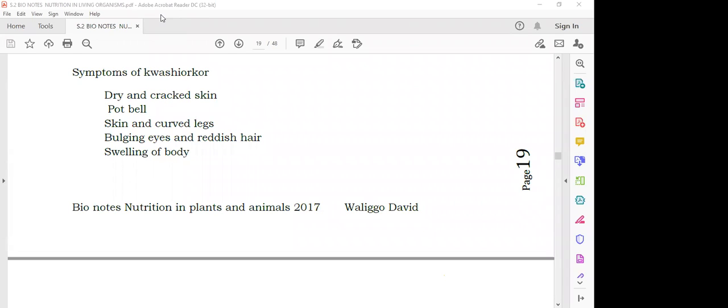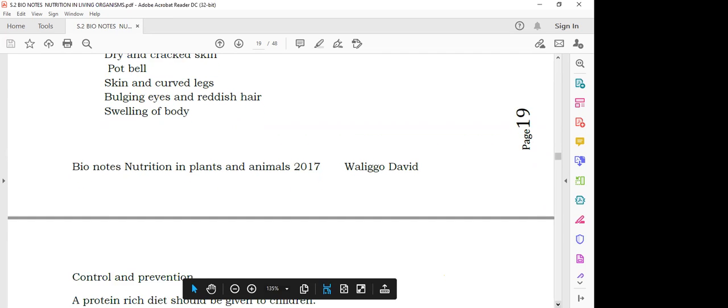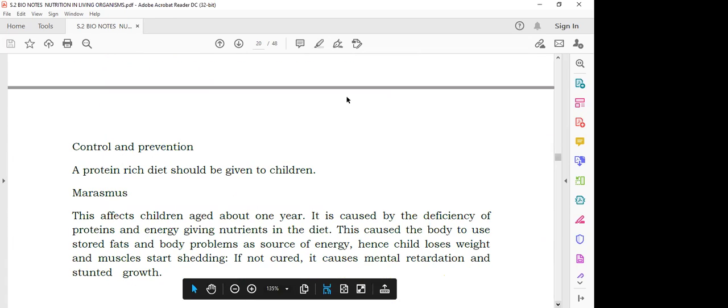You have seen such kids with kwashiorkor having a potted belly. That is very common, okay? That potted belly, and skin very cracked because these proteins are supposed to repair the skin's tissues. So if they are not there, then you get cracked skin, okay? Those are some of the symptoms of kwashiorkor.